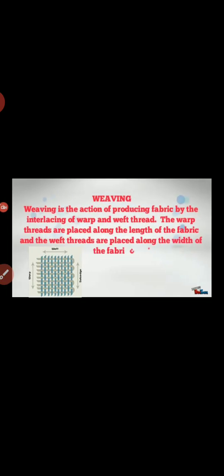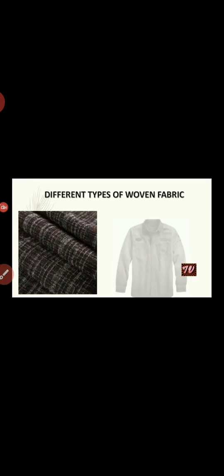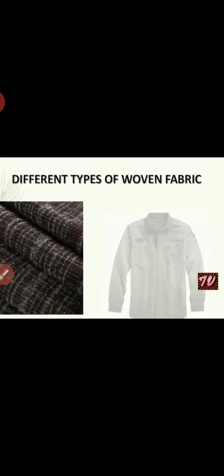That means here the warp threads are placed along the length of the fabric, and the weft threads are placed along the width of the fabric. In this type, we have done the weaving process. See, this orange thread and blue thread are going up and down through each other, so that is the process of weaving. These are some different types of woven fabrics. These fabrics are made by weaving, so these are woven fabrics.